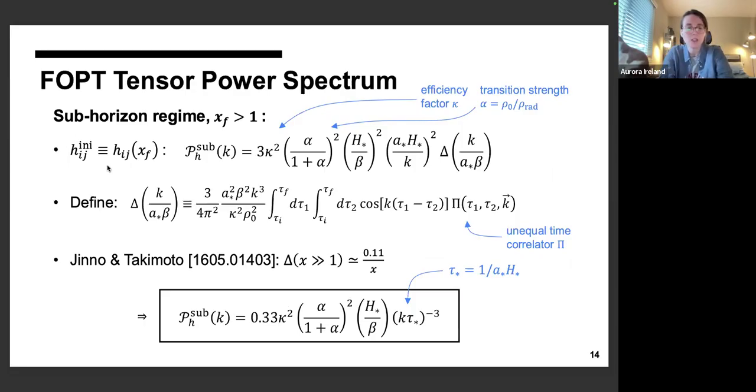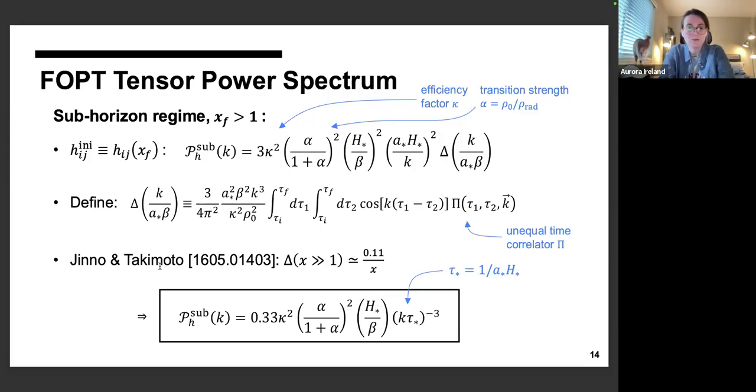So in the subhorizon regime, we can identify the initial amplitude as just this H_ij evaluated at the end of the phase transition. And then you can compute that the dimensionless tensor power spectrum is this, where I've really hidden all the physics in this delta function, which is defined like this. I've pulled out all the thermal phase transition parameters, including the efficiency factor and the transition strength. So really this just depends on this ratio of k over a_* β. Here, this is the unequal time correlator, which is like a 2-point function of the two source terms at two different times.